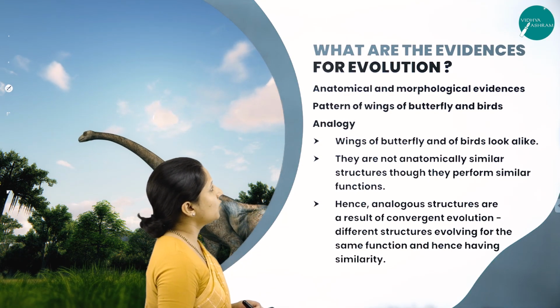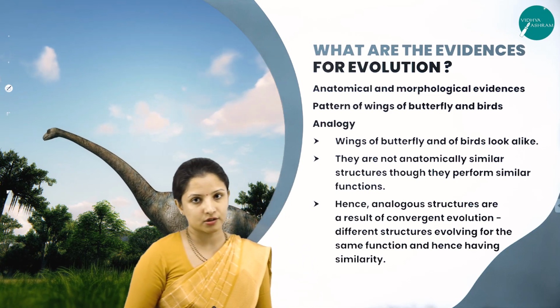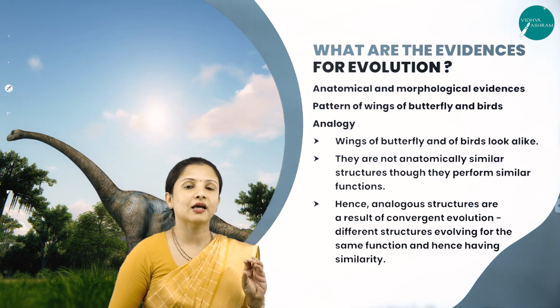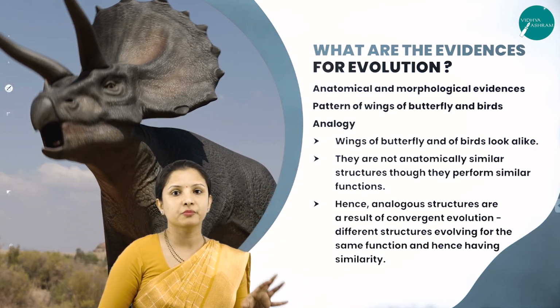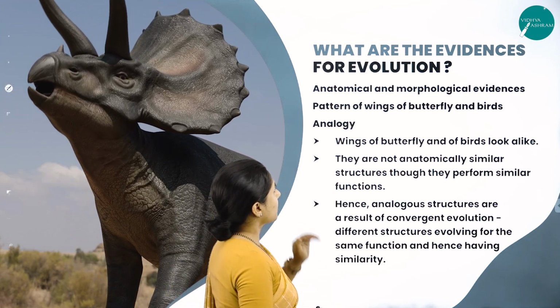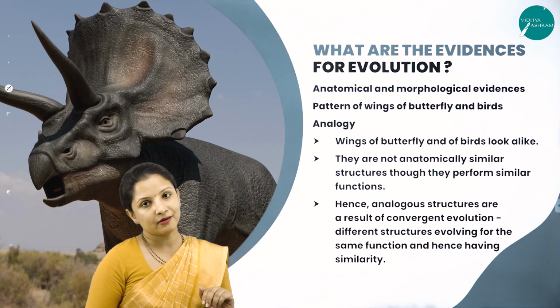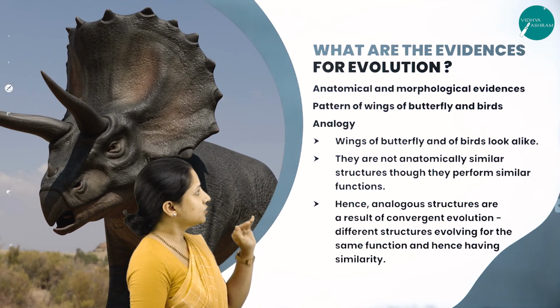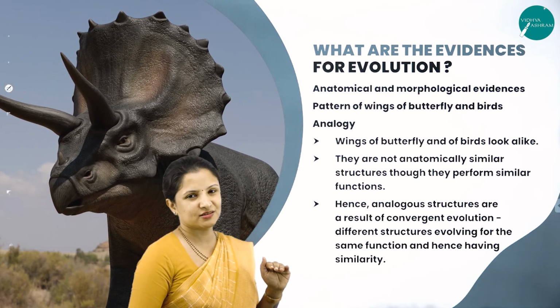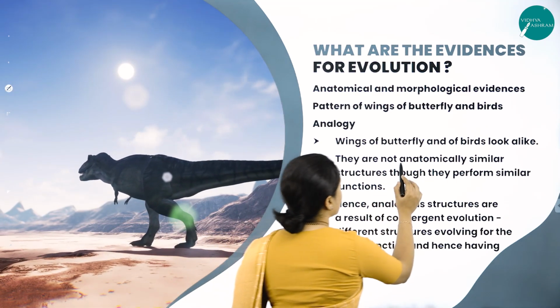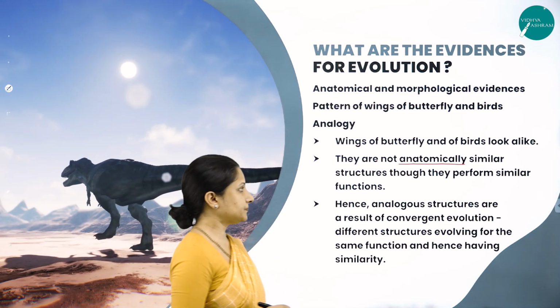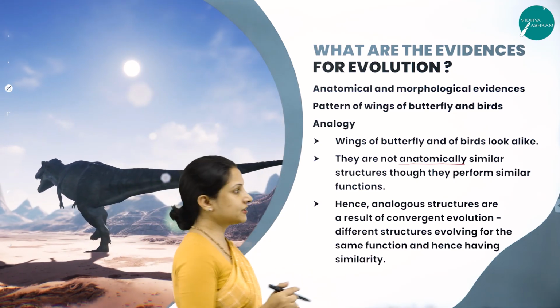So moving further, we'll take the analogous organs. Analogous organs means their function is similar, but their structure, morphology and anatomy are quite different. Talking about the wings of the butterfly and the wings of the bird, they look almost similar, but anatomically they are completely different. But they perform similar functions.